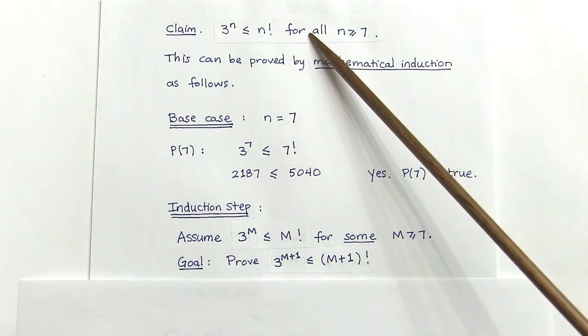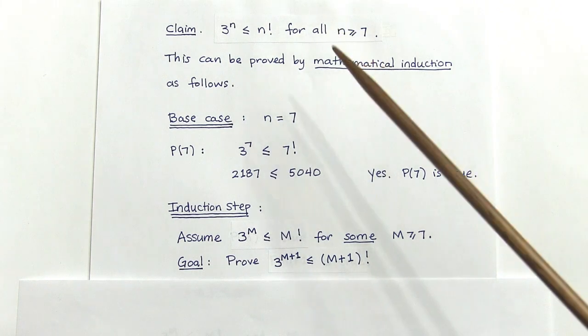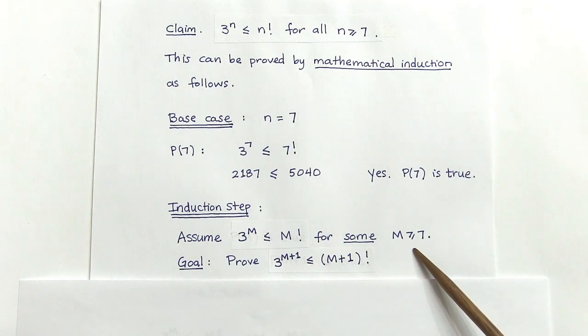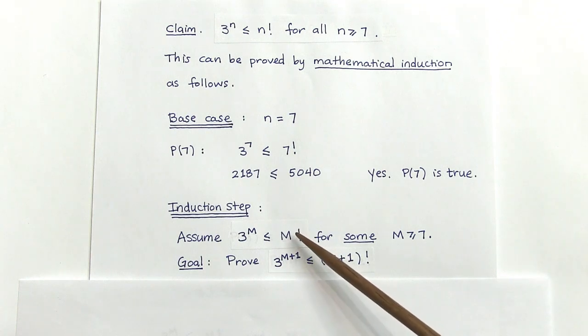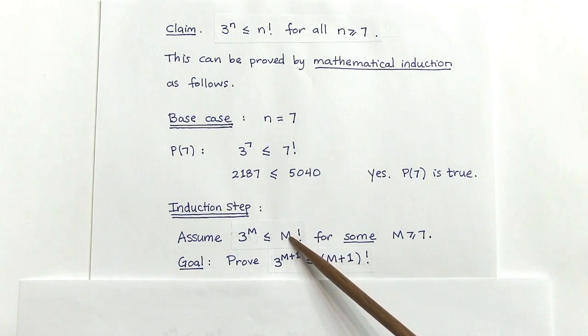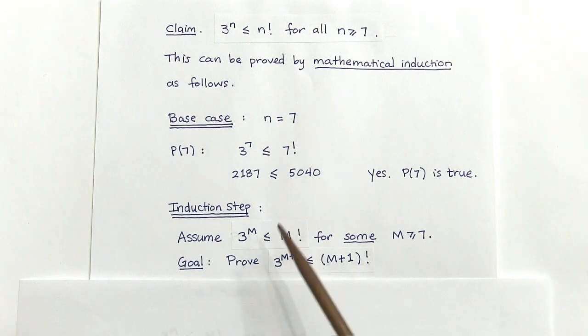So that is my ultimate goal, and so far I don't have it for all n greater than or equal to 7. I only have it for some value, namely at this moment I have it for m equals 7. And the goal of my induction step is to prove that if it's true for this value of m, then it must be true for m plus 1. And so how do we prove our goal? Well, we need to use what's given. So we need to be able to get from here to here.